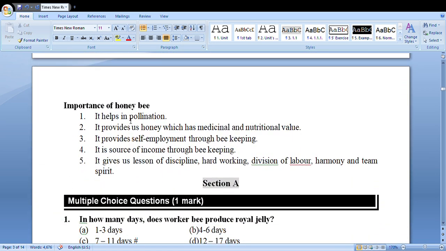Importance of honeybee. It helps in pollination. It provides us honey, which has medicinal and nutritional value. It provides self-employment through beekeeping. It is a source of income through beekeeping. It gives us lessons of discipline, hard work, division of labor, harmony, and team spirit. So it gives us lots of social lessons. So for this reason, the honeybee is also called a social insect.